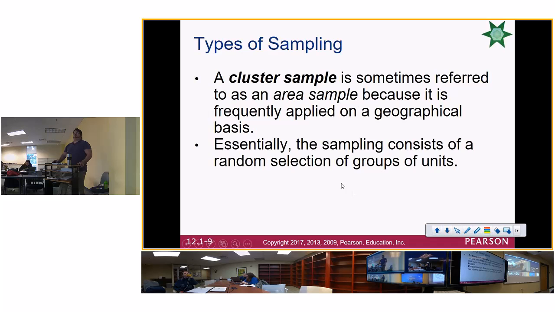is sometimes referred to as an area sample because it's applied. Okay, how about a voting precinct?